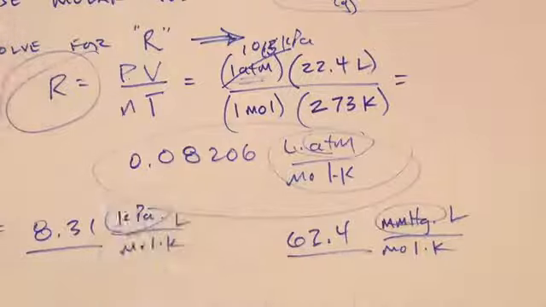These gas constants are given to you on the equation tables when you take the AP test, so you don't necessarily have to memorize them, but you become so familiar with them that you kind of know what they are.